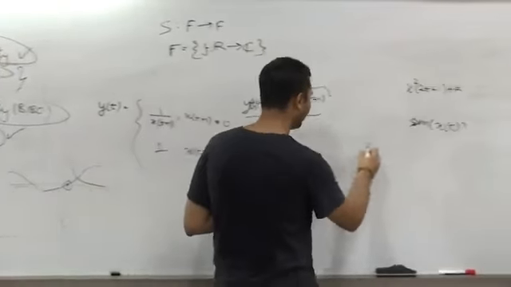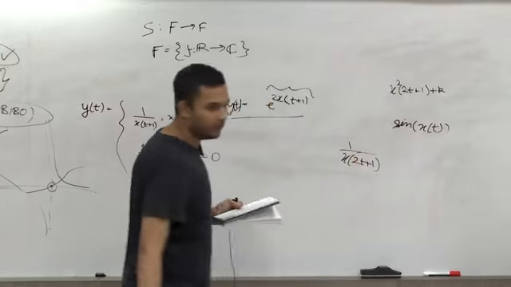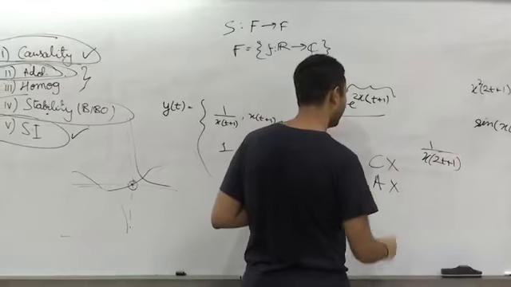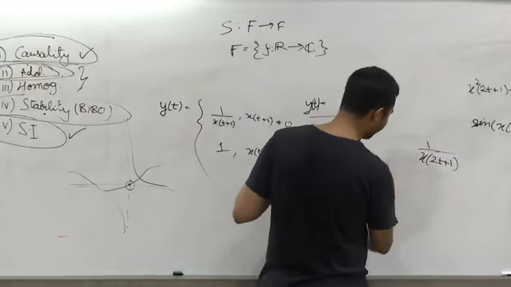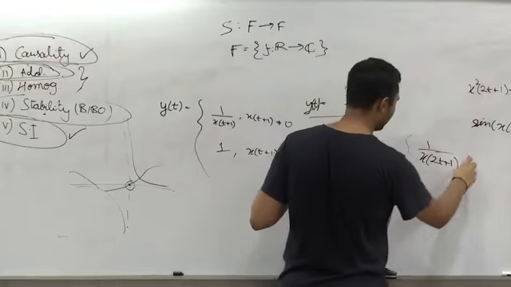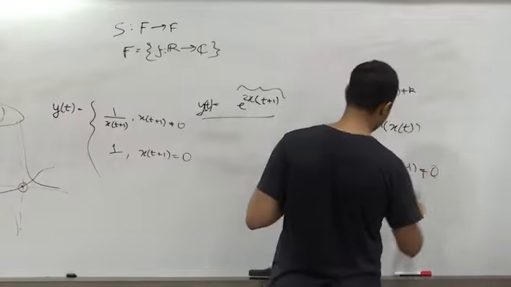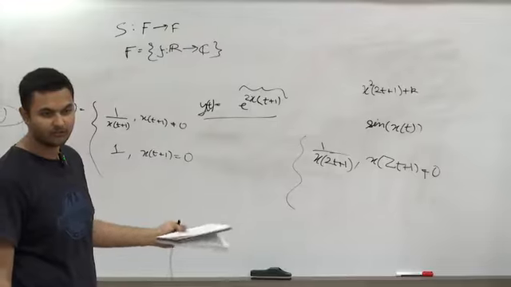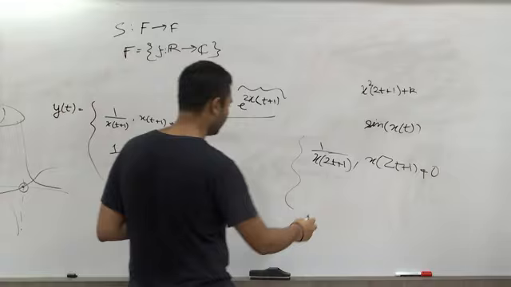1 over x of 2t plus 1. Is it causal? Is it additive? No, but this is not a system first of all. What happens if x of 2t plus 1 is 0? You have to define that. What is the value if x of 2t plus 1 is 0? You have to give some value, no? 0.